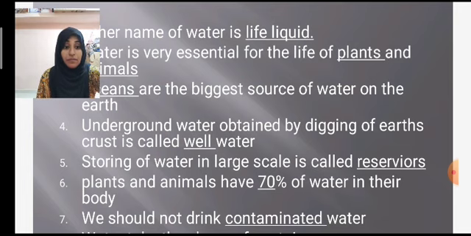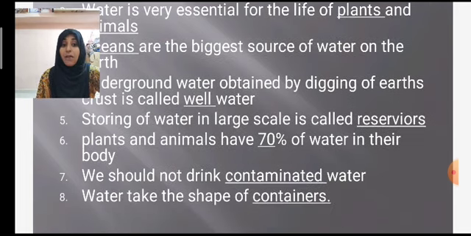Okay, then we should not drink dash water. Which water should you not drink? Impure water, that is called contaminated water. If we drink contaminated water, we will fall sick. We should not drink contaminated water.